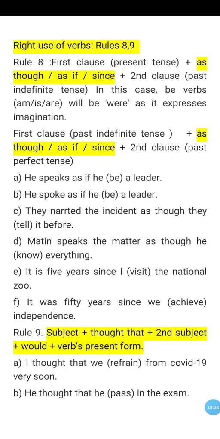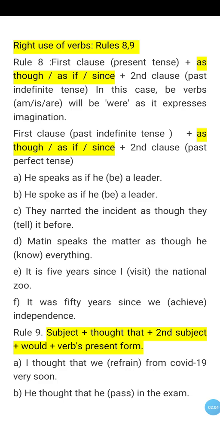He speaks is a clause here, and if he were a leader is a clause here, and we find the first clause in present tense, so you have to turn the second clause into past indefinite tense. In this case, you have to change be verb into were, because the second clause expresses imagination. So the answer will be: he speaks as if he were a leader.